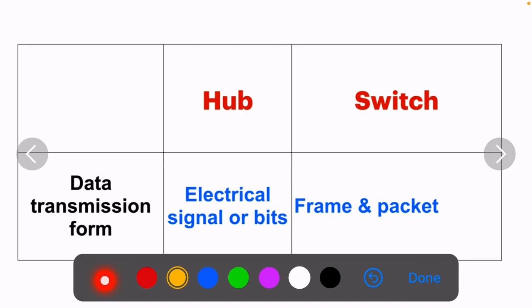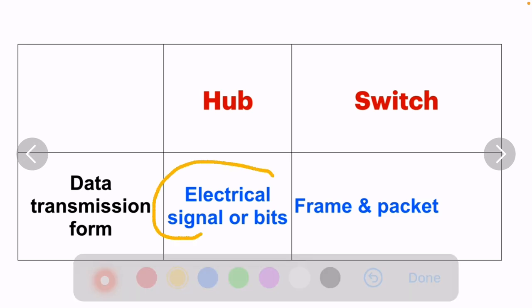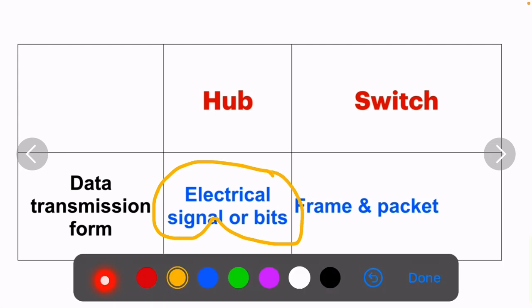The next is data transmission form, how the data will be transmitted. Hub basically sends data in the form of electrical signals or bits. Why electrical signals or bits? Because it works at the physical layer of the OSI model, and the physical layer simply works based on 0s and 1s, okay. So it works on bits. It divides a message into bits, then it will process that message, okay.